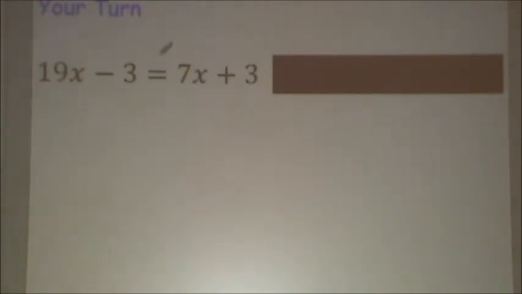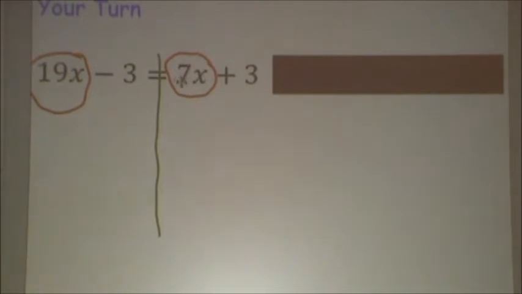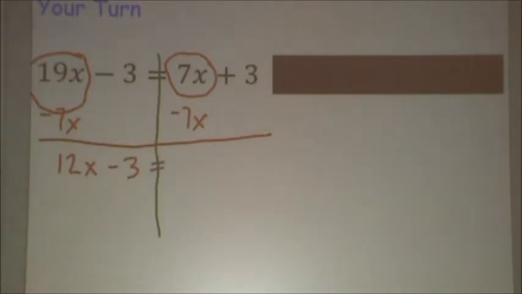So I have my equation. I'm going to draw my line going down. I've got variables on both sides, so I'm going to circle them up. Got a 19x here and a 7x here. Remember I said I want to move the smaller one. So to get rid of this positive 7x, I have to minus 7x, minus 7x. And I get 12x minus 3 equals positive 3.